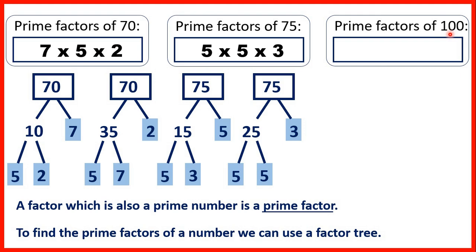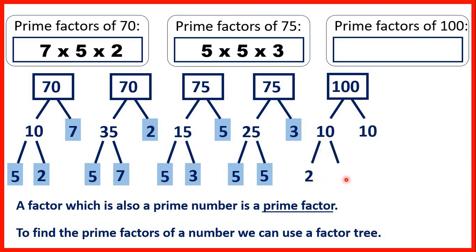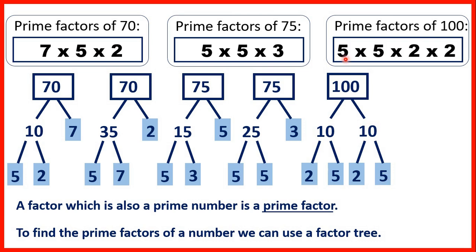So now let's find the prime factors of 100. 100 is 10 times 10, but we can break down the number 10 into 2 times 5, and we can do the same with this 10 here. So now, on the end of our branches, we have 2, 5, 2 and 5, so we know that 5 times 5 times 2 times 2 will be equal to 100.